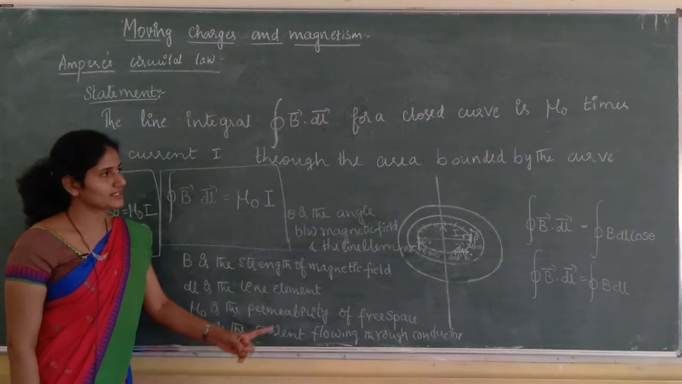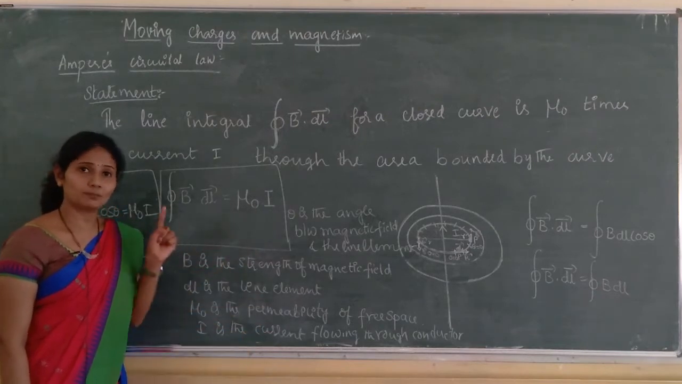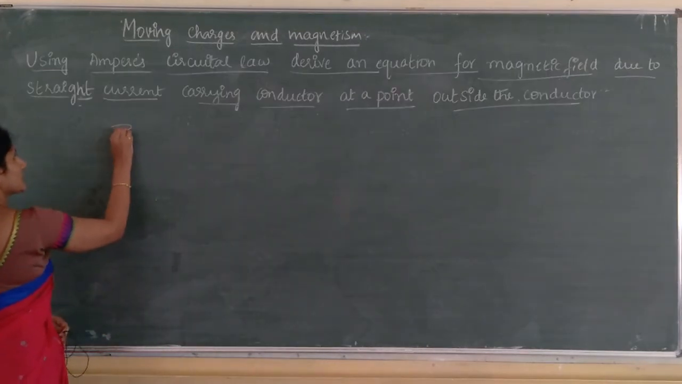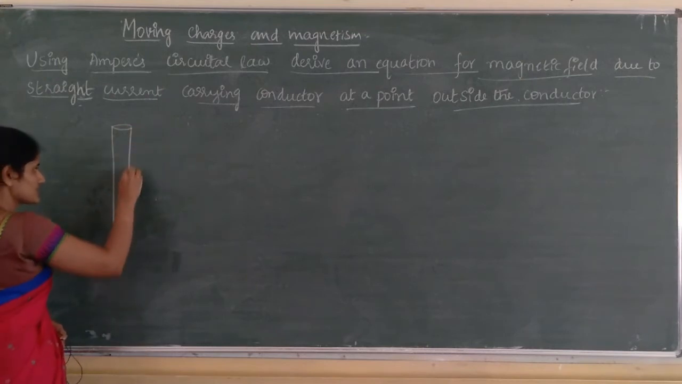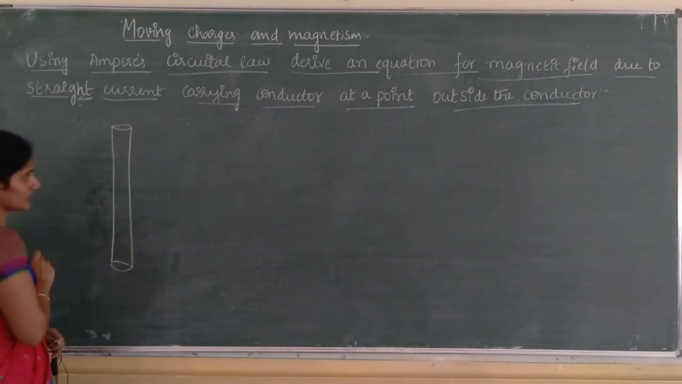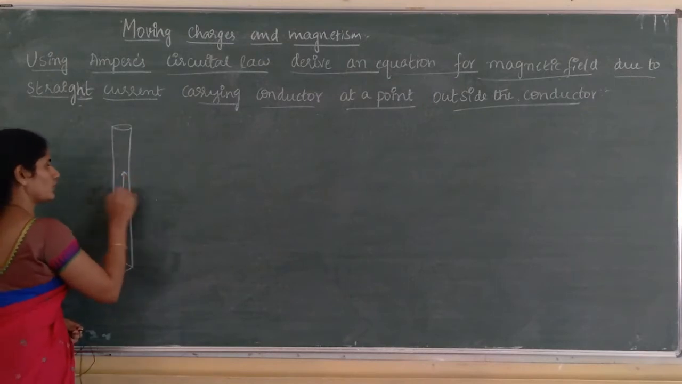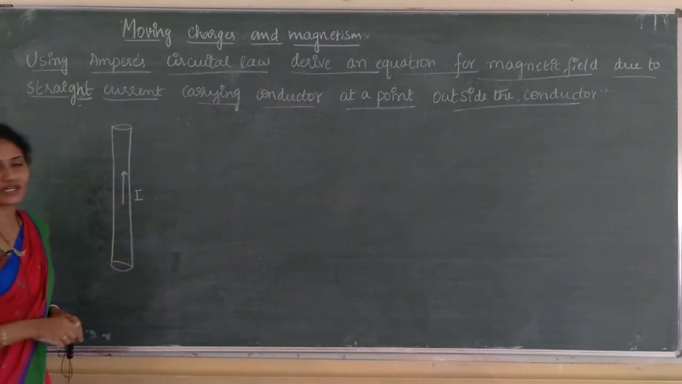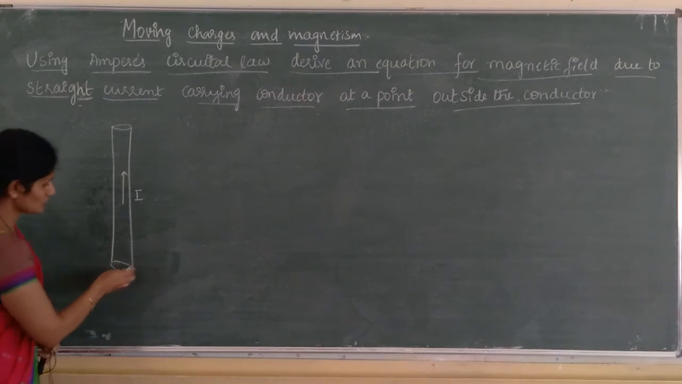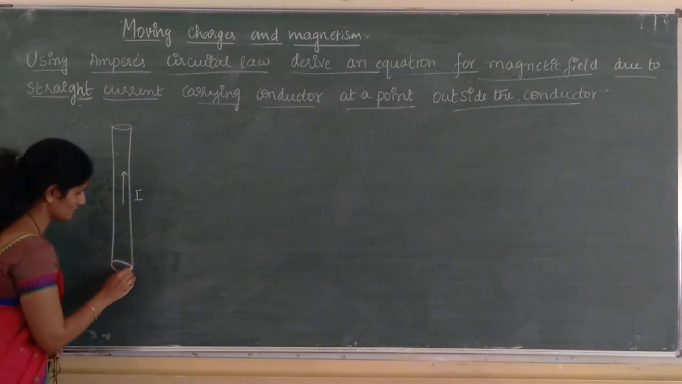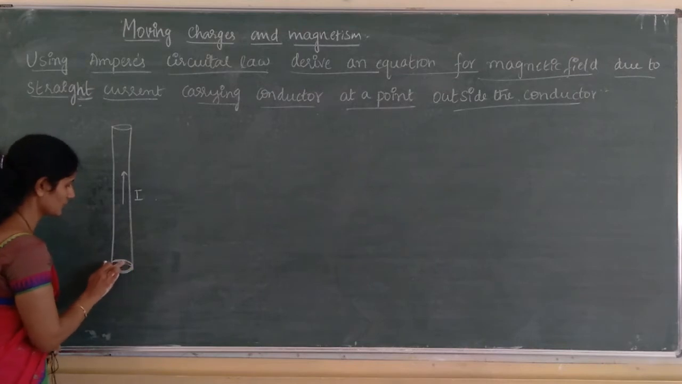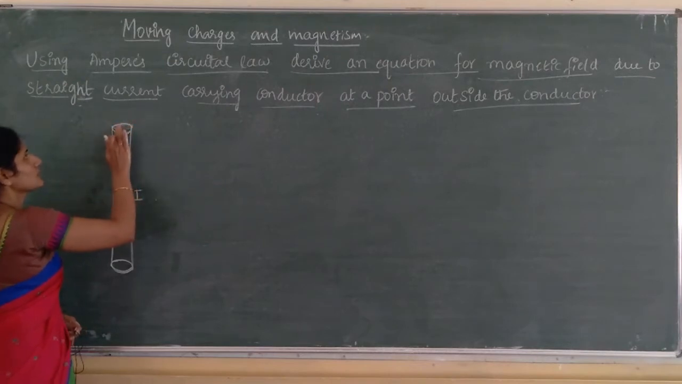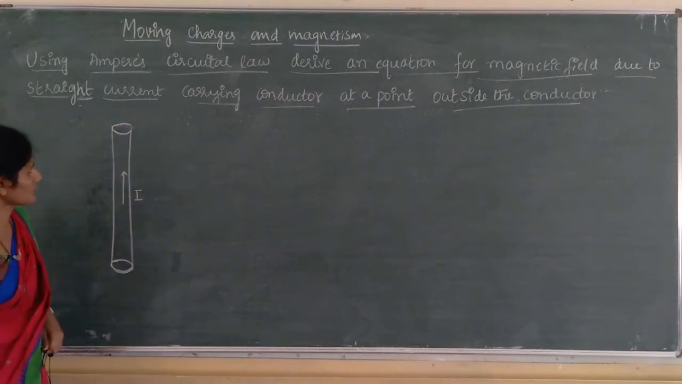due to a straight current carrying conductor at a point P outside the conductor. So, for that we have to consider one conductor. So, you just imagine that this is a conductor which is carrying current I. So, I is a current flowing through this conductor in this direction. So, in the upward direction the current is flowing through this conductor. So, this is nothing but the area of cross section.